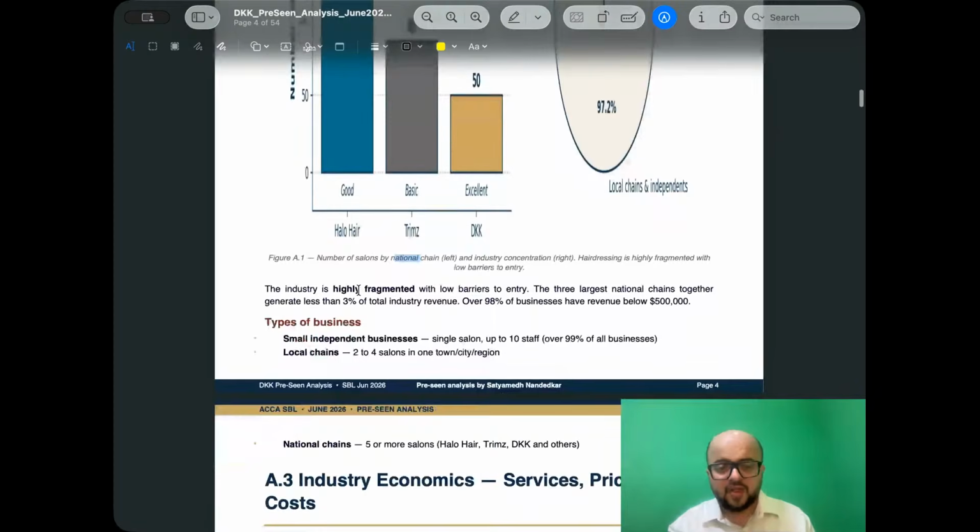Okay, the industry is highly fragmented with low barriers to entry. I think there should be some barriers to entry ना, किसी के भी हाथ में you put a pair of scissors और आड़े तड़े बाल काट दिए तो, but of course, who cares? So the three largest national chains together generate less than 3% of industry revenue. Over 98% of businesses have revenue below $5 lakh.